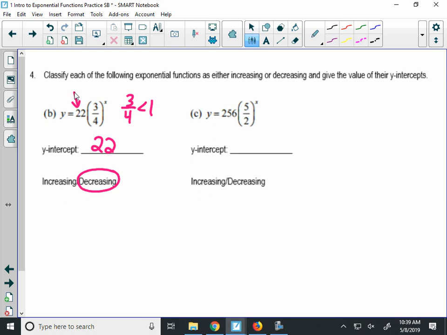Over here, the y-intercept is 256. Now 5 over 2 is greater than 1. 5 is bigger than the denominator, so it's increasing.